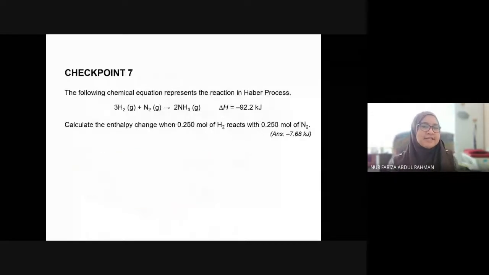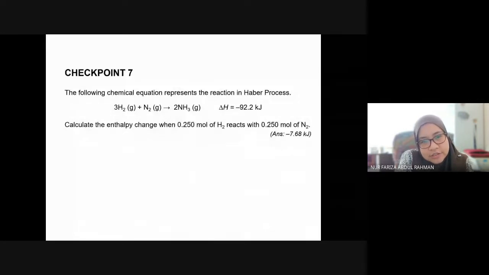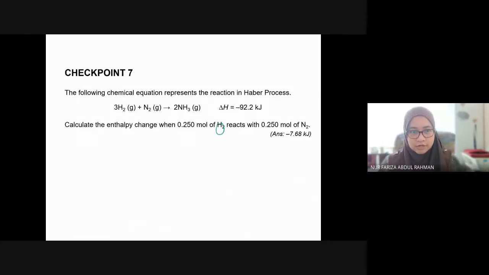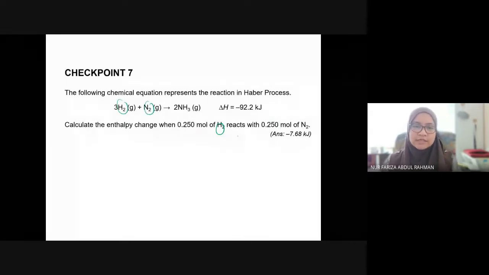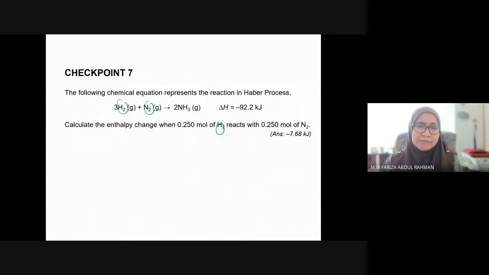Checkpoint 7. The following chemical equation represents the reaction in the Haber process. So given is the equation involved. Calculate the enthalpy change when 0.25 mole of H2, which is this one, and 0.25 mole of nitrogen react. As you can see, both moles are given and they have the same mole. Even though the moles are the same, of course the mass will not be the same, right? Same mole, different mass.